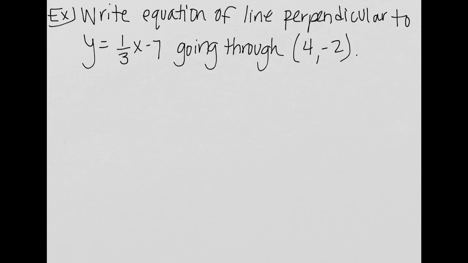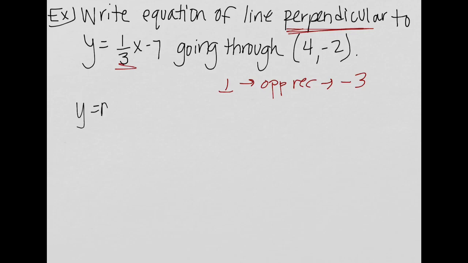Alright, one more example. Blah, blah, blah, blah, blah. Perpendicular. So perpendicular is opposite reciprocal slope. So we need to check out what our original slope is. Our original is 1/3, so I want the opposite, which is negative, and I want the reciprocal, which is 3/1, or just 3. So I know what I want to plug in for my slope now. I want y equals mx plus b, of course. Now I want y equals -3x plus b.